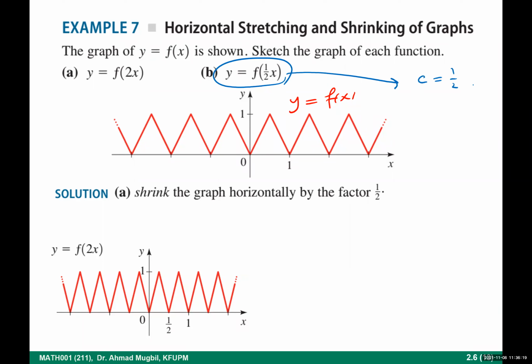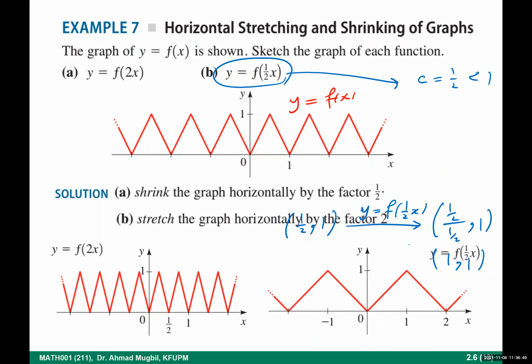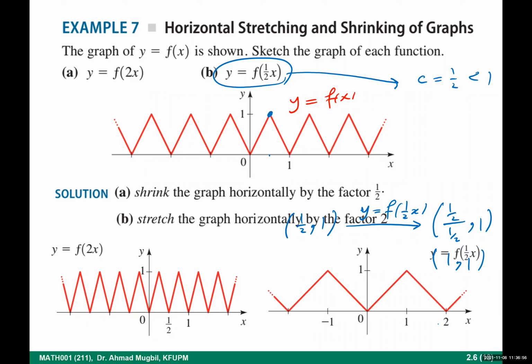See here, it is a half. So it is less than 1, greater than 0. So we will have here what? Horizontal stretching. Now let's take a point, for example. Let's take a half, the same point that we took before. A half and 1. What will it be under the effect of this function, y equals f of a half of x? So it will be a half divided by a half and 1. It will become 1 and 1. So this point that was at a half and 1, it will become where? It will become at 1 and 1.